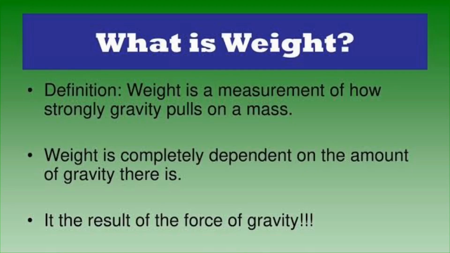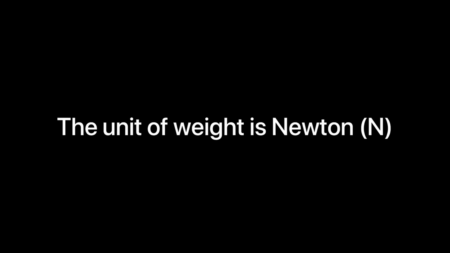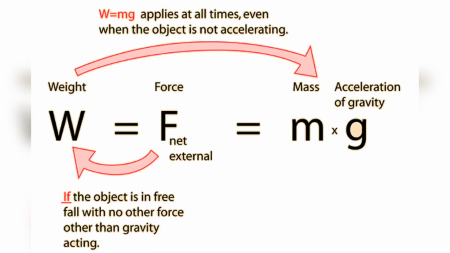People often confuse mass with weight. The pulling force of Earth's gravity gives objects their weight. Weight is a measurement of how strongly gravity pulls on a mass. Weight is completely dependent on the amount of gravity there is. It is the result of the force of gravity. The unit of weight is Newton, written with N. It is the result of mass multiplied by the gravity value.